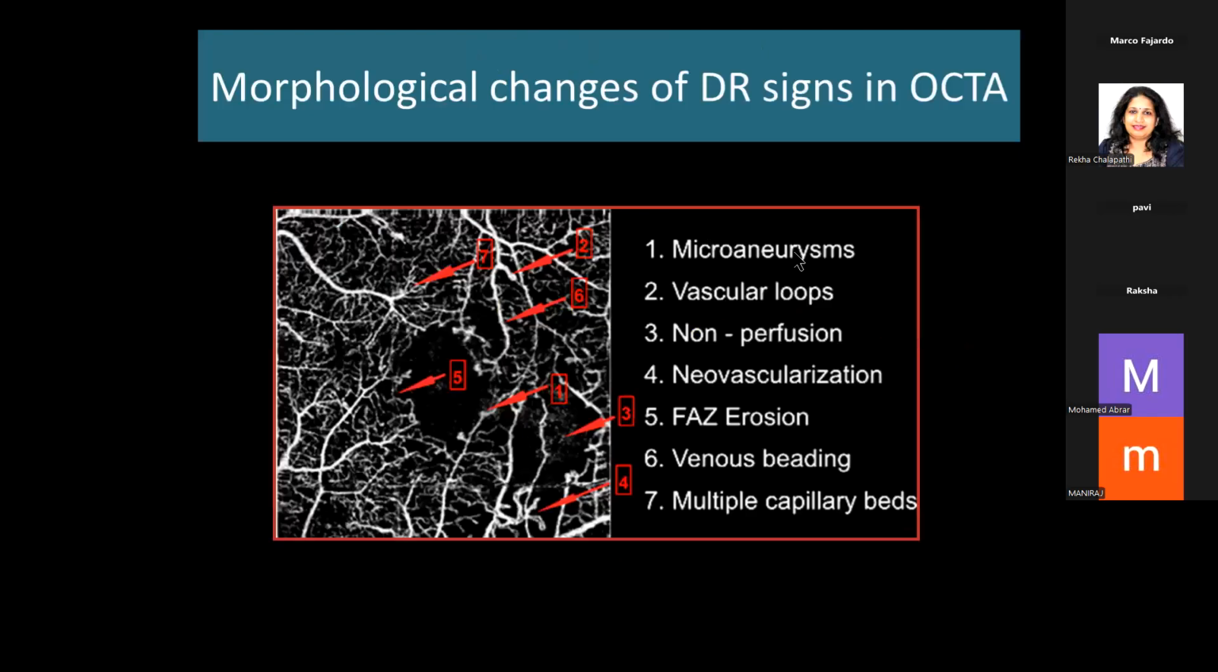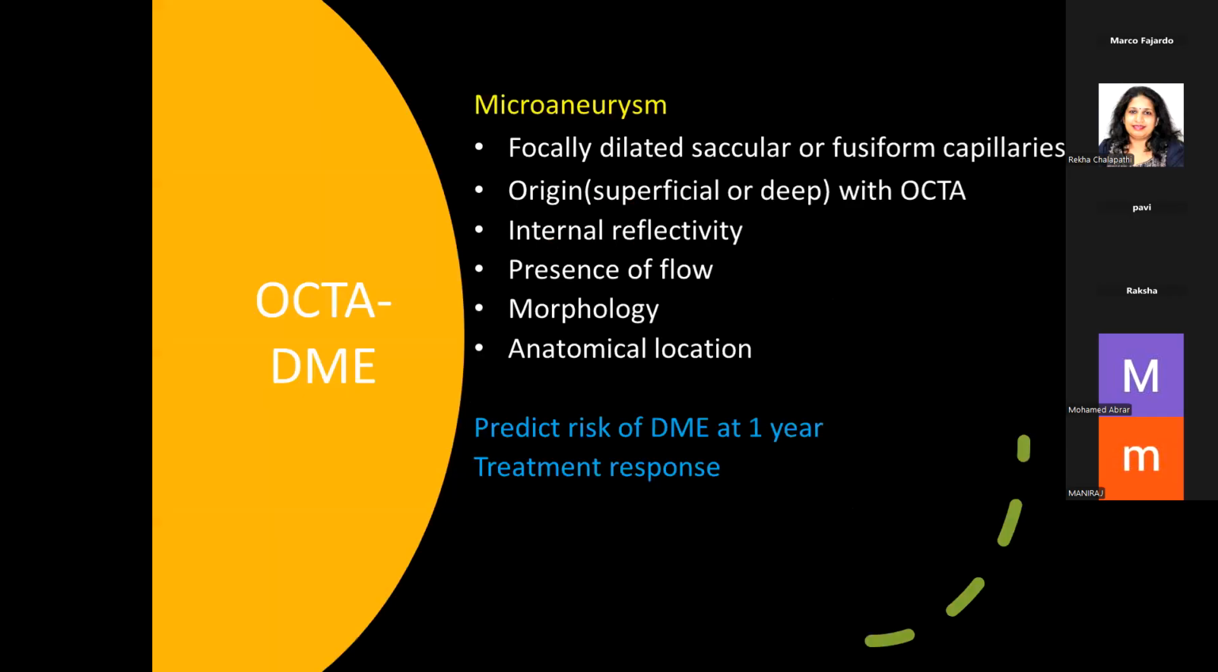So morphological changes in DR, the most common being the microaneurysms, non-perfusions can be seen, the venous beading, the capillary non-perfusion, the foveal avascular zone erosions. So there are many morphological features which can be picked up in OCTA. Now coming on to the most important and earliest morphological change which occurs in diabetic retinopathy, which is the microaneurysms. Once you see the microaneurysms in OCTA, we should look at the depth of the microaneurysm, whether it is superficial or deep. You look at the internal reflectivity in the microaneurysm, the morphology and anatomical location should be looked into, because the microaneurysms predict the risk of DME, how fast the DME will progress over the next 1 year, and you can assess the treatment response also.